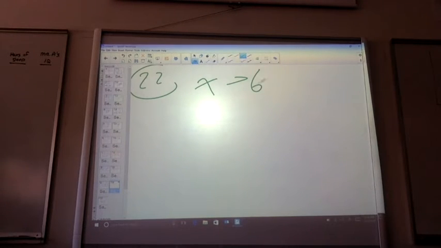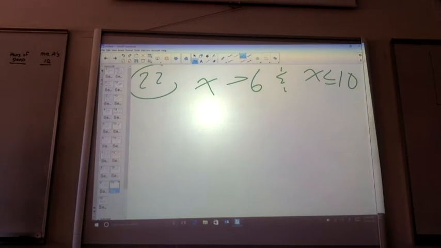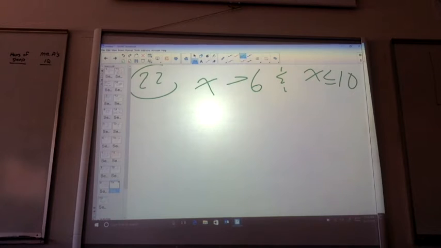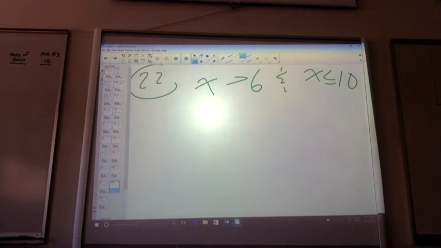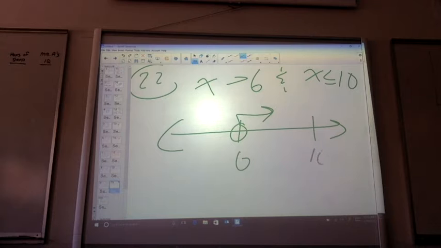Problem 22: x is greater than 6, and x is less than or equal to 10. What does an and region have? What am I looking for in an and? Two solutions, two truths. So I want to go from 6, open dot this way, and 10, closed dot this way. Does this look like a normal and statement? It does. They're coming together.